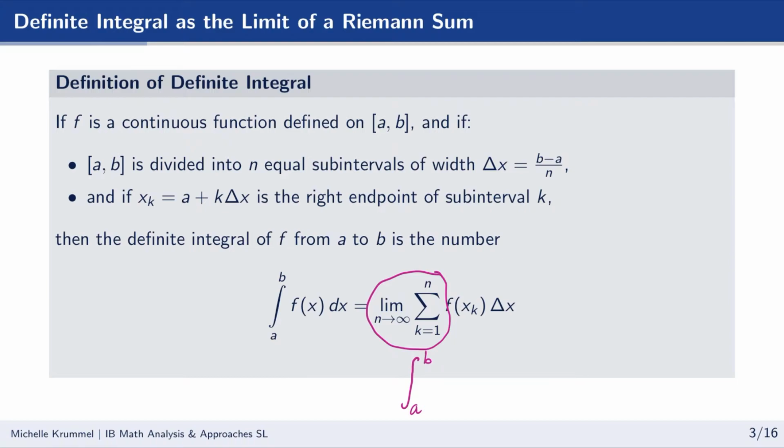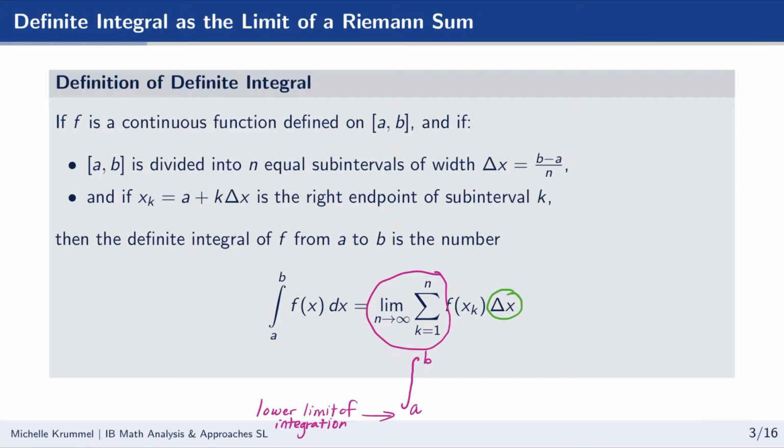So these are called our upper and lower limits of integration. So this is the lower limit of integration, but you'll also often hear me just call it the lower bound. And then we have b is the upper limit of integration, or the upper bound. Now this part right here, let's talk about that next.